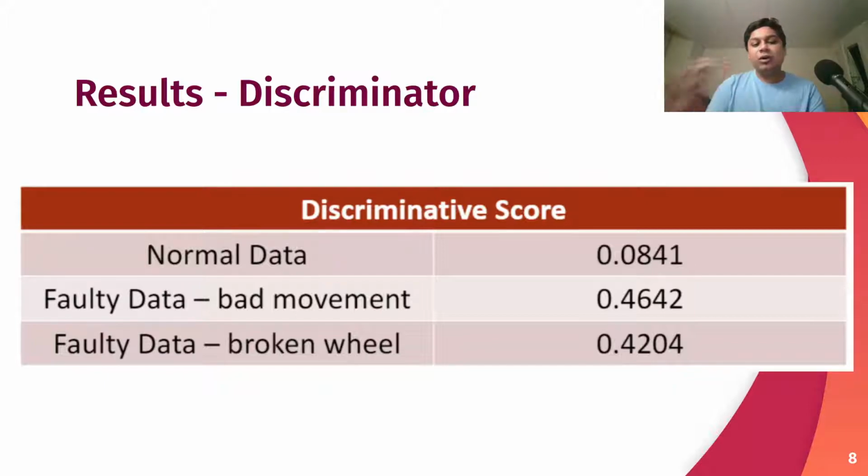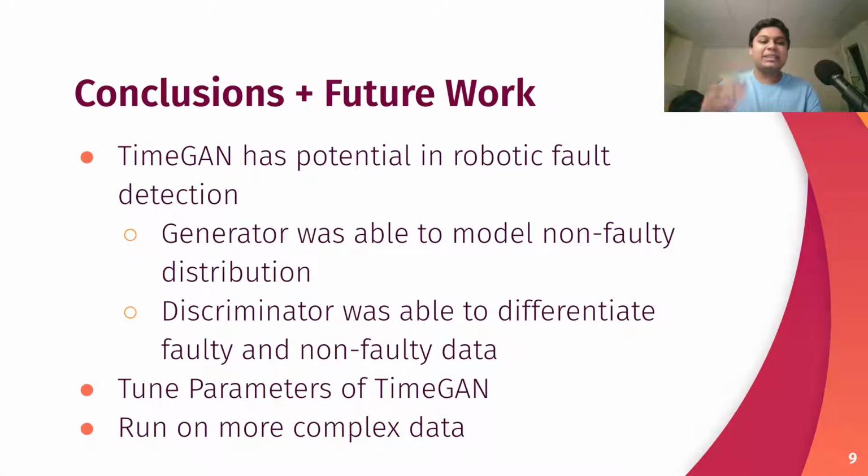But when we pass in faulty data, it's very easy for the discriminator to distinguish that data from the normal data. The loss is quite high. And that's good. That shows us that TimeGAN has potential for robot fault detection because, one, the generator is able to model the non-faulty data, and two, the discriminator is able to differentiate between the faulty data and the non-faulty data, which is exactly what we want. We wanted the discriminator to tell us, hey, this data is not from the original distribution, so it's likely faulty.